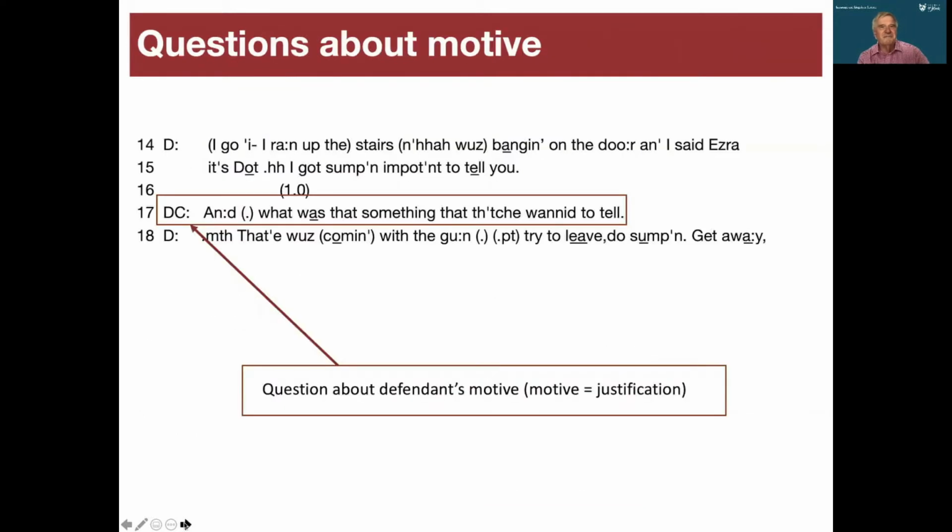Here's a third feature. When the defendant says, "And I said, 'Ezra, it's Dot, I got something important to tell you.'" In line 17, the attorney asks, "And what was that something that you wanted to tell?" Now, notice that he's asking her about a motivation. What lay behind what you said? That is very characteristic of cooperative direct examination, because you're asking your witness, in this case the defendant, about what were their motives for doing something, which in a sense justifies their action.